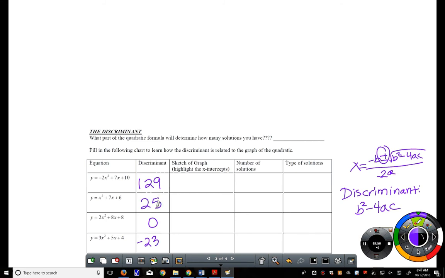All right. So 129 was my discriminant. What's my number of solutions? 2. 25 is my discriminant. What's my number of solutions? 2. If 0 is my discriminant, what's my number of solutions? And if negative 23 is my discriminant? 0. Well, I'm going to be a little more specific and say no real solutions.